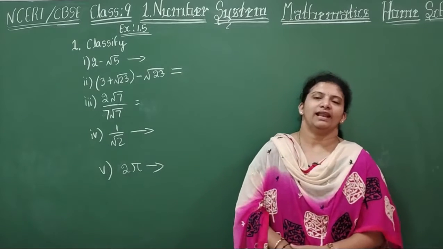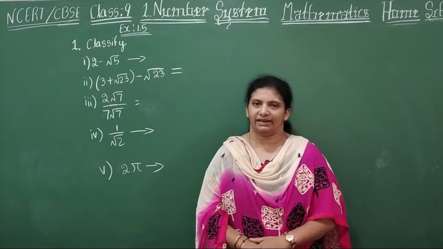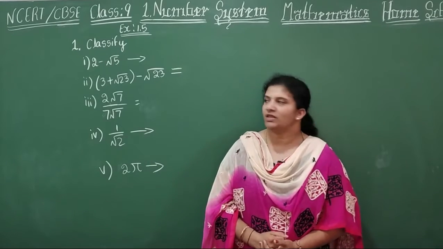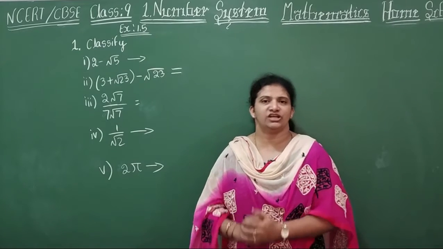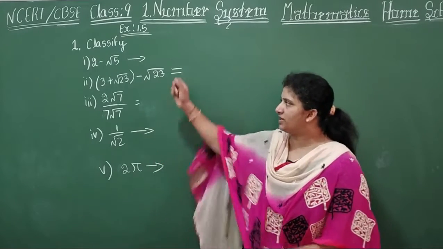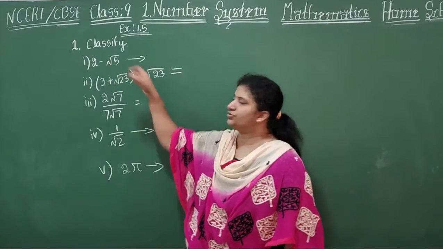First main, classify the following into either rational or irrational. So you have here 5 sub-questions. Seeing that, you have to decide whether it is a rational number or an irrational number. So observe here, first one, what do you have? 2 minus root 5.